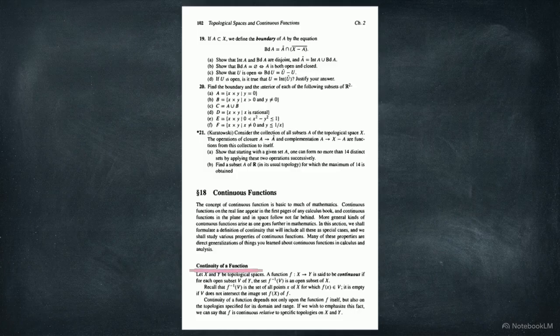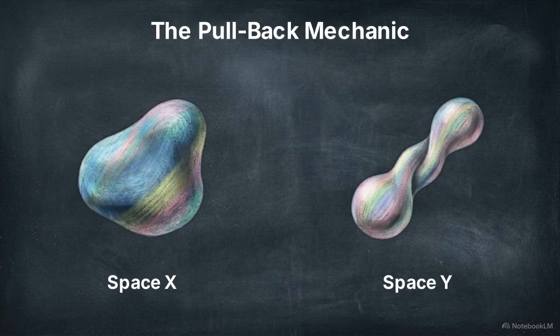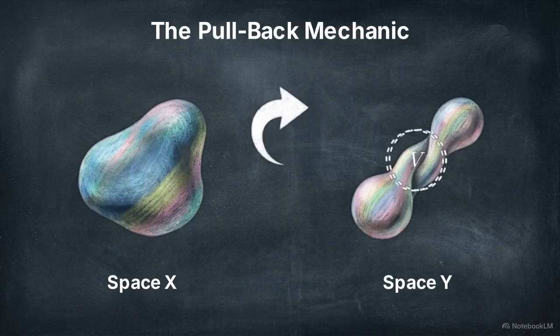Topological continuity offers a streamlined approach compared to the epsilon-delta definitions found in calculus. A function is continuous if and only if the inverse image of every open set is also an open set. This diagram illustrates the pullback mechanic. If we take an open set in the destination space on the right and trace it back through the function, it must be open in our origin space on the left.